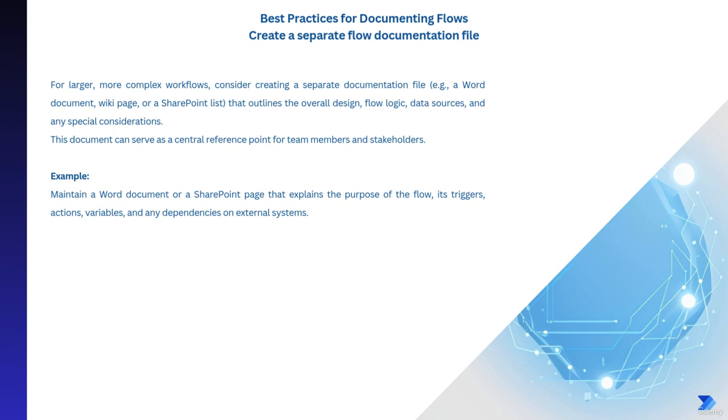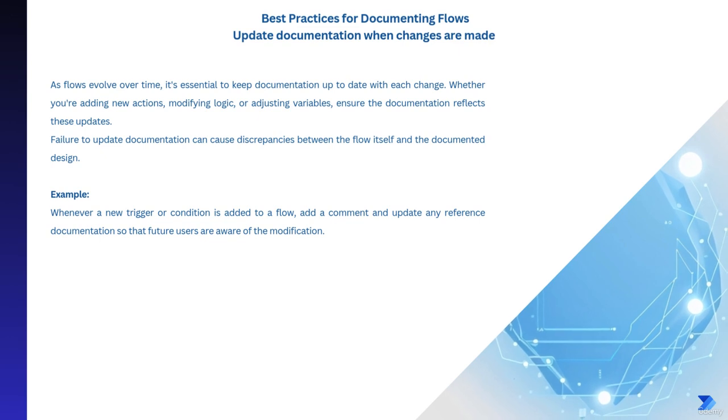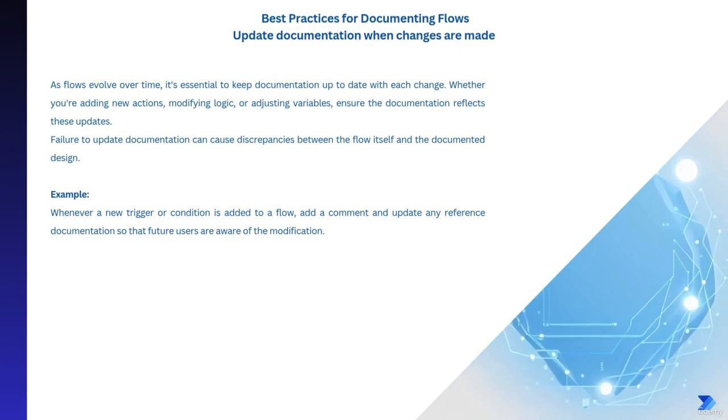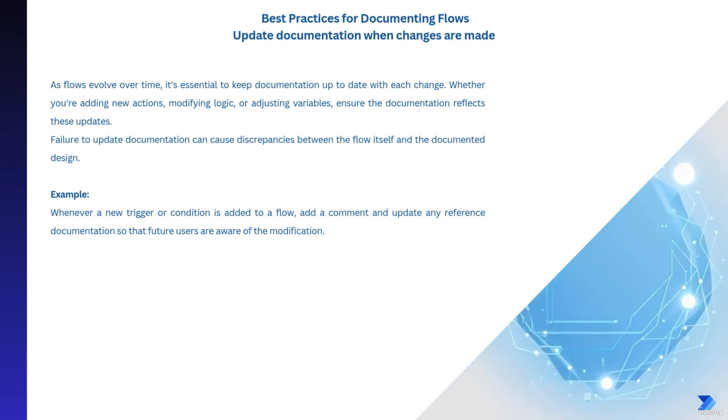Example: maintain a Word document or a SharePoint page that explains the purpose of the flow, its triggers, actions, variables, and any dependencies on external systems. Update documentation when changes are made. As flows evolve over time, it's essential to keep documentation up to date with each change. Whether you're adding new actions, modifying logic, or adjusting variables, ensure the documentation reflects these updates.